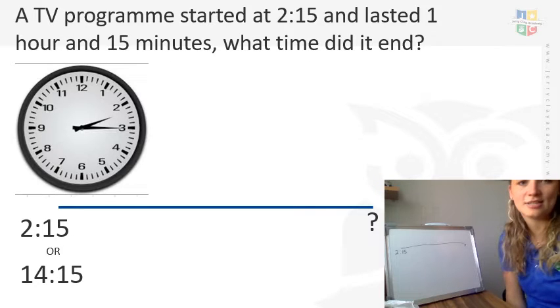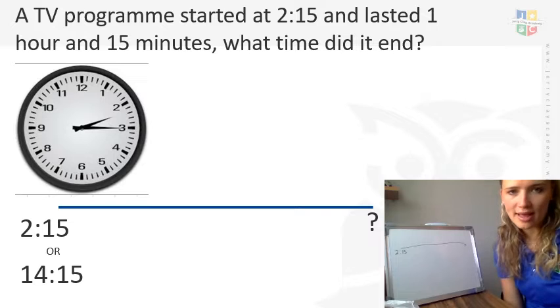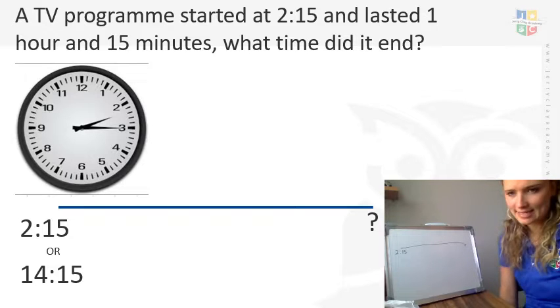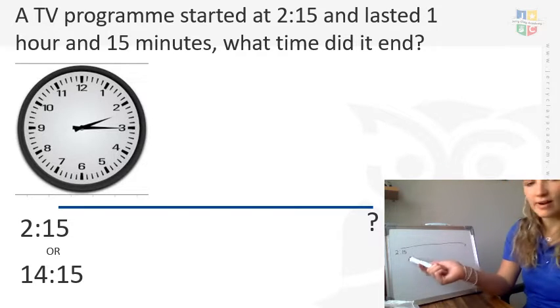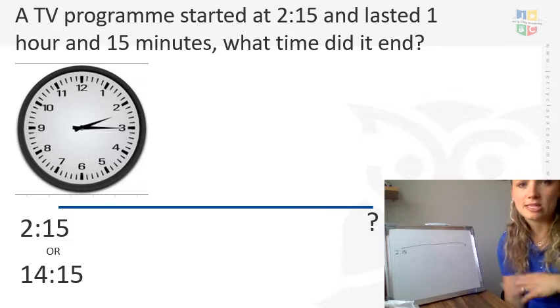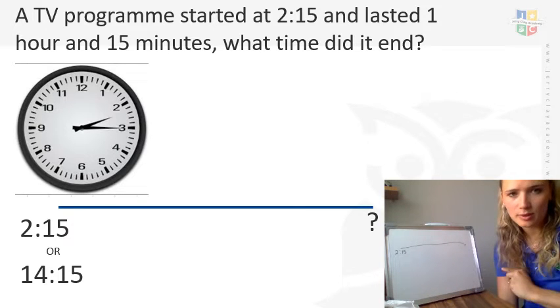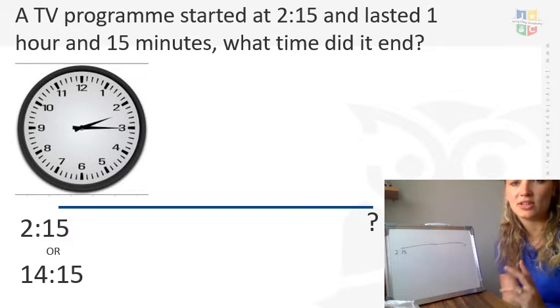Okay, so looking at this next question, a TV programme started at 2:15 and lasted 1 hour and 15 minutes. What time did it end? So again, I'm going to write 2:15 at the start. I might also put it in 24 hours, especially if it says in the afternoon, and then I can obviously start to add up.